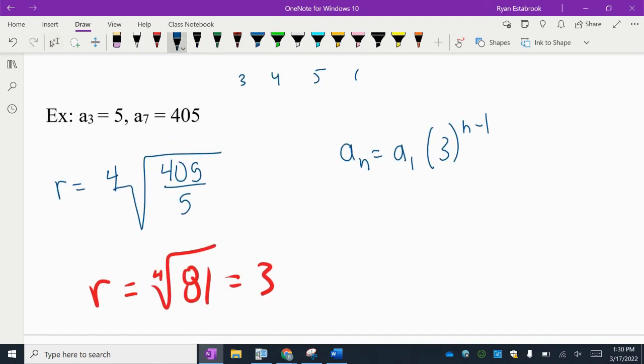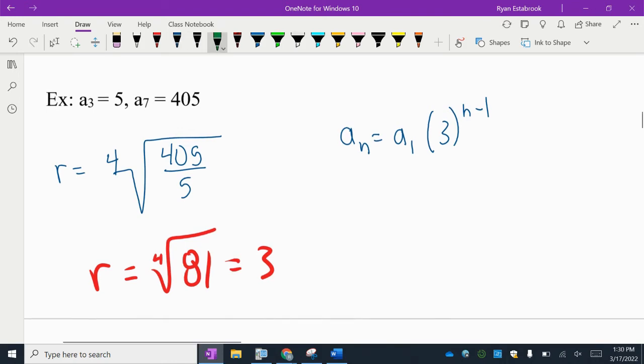3, 4, 5, 6, 7. The third term is 5. If I multiply that by 3, multiply that by 3, multiply that by 3, one more time, multiply it by 3 again, that should give us up to that seventh term of 405. That's what that 3 is really doing in this problem. What we don't have yet, though, is the first term.